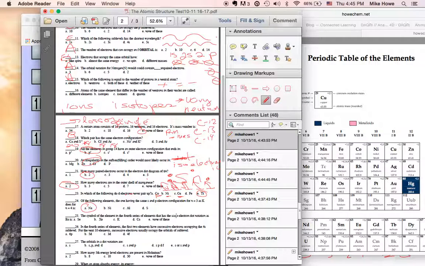Okay, the symbol of the element that has the same electron dot notation as barium. If you look at your periodic table, you'll find that calcium is in the same family that barium is in. So therefore, it's going to have the same dot notation. Barium's dot notation looks like this. Calcium's dot notation looks like this. Kind of look the same, don't they?